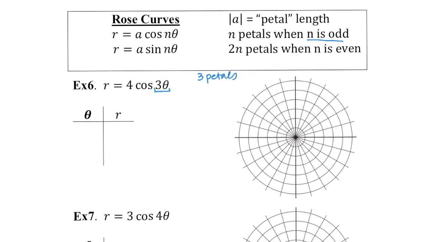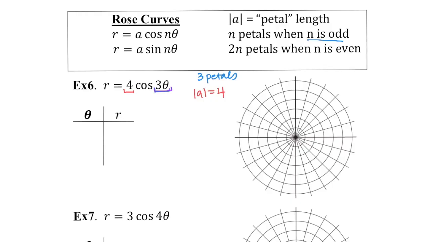Okay, how big is each petal? The length of the petal is going to be the absolute value of that, so it's going to be a length of 4 at the maximum value. I just need to figure out where the maximum value occurs. Okay, so I'm going to think about cosine. The maximum value for cosine is when cosine is equal to 1. Cosine is equal to 1 at 0, for example, there's other locations as well.